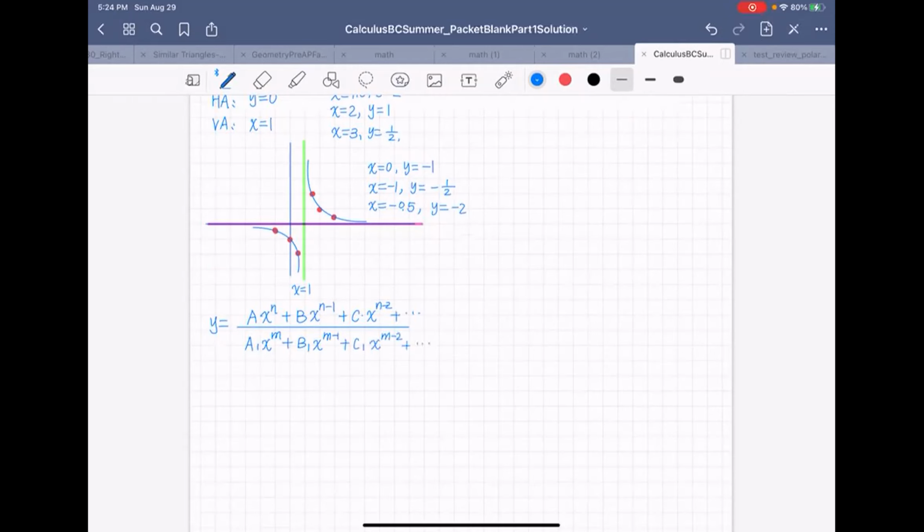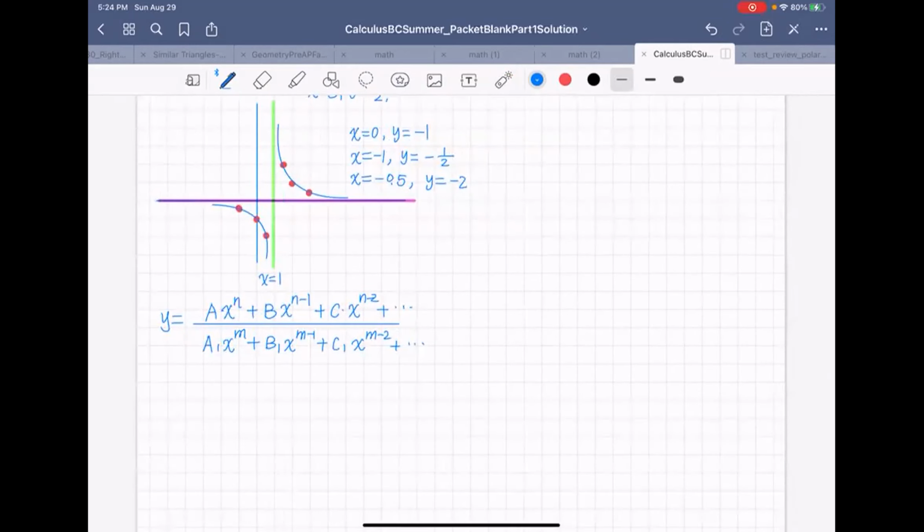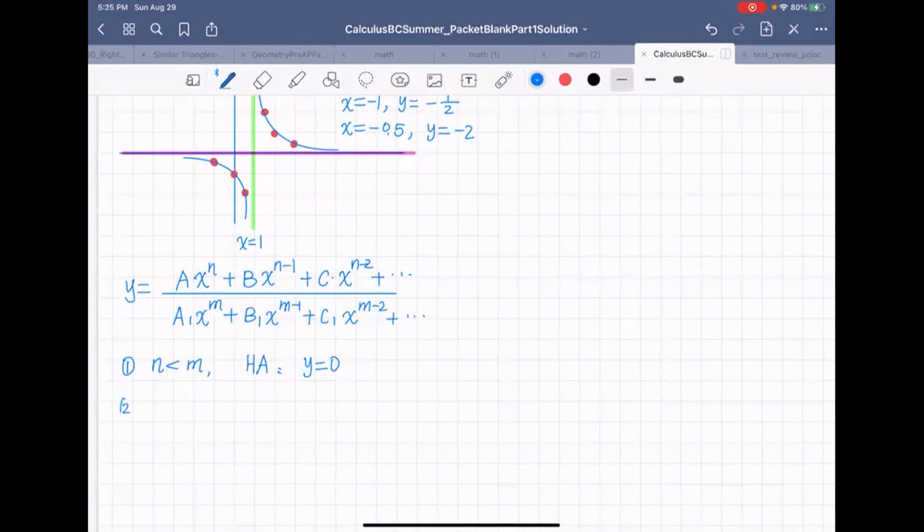Okay. Tell me the rules. Scenario 1, n is less than m. What happened? Then, okay, so n is less than m, y is equal to 0. Horizontal asymptote, y equals 0, correct? Right. Number 2, n equals m.